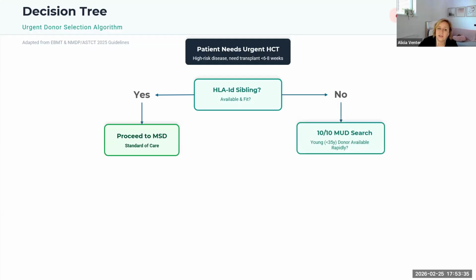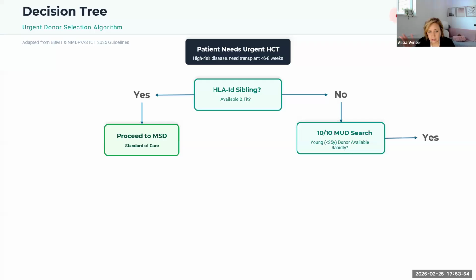However, if the answer to that question is no, then you need to perform a search, and you will be looking for a 10 out of 10 matched unrelated donor that is young, ideally younger than 35, but let's be honest, you need a donor as young as possible. But this donor should also be rapidly available, and that's sort of the trick question here.